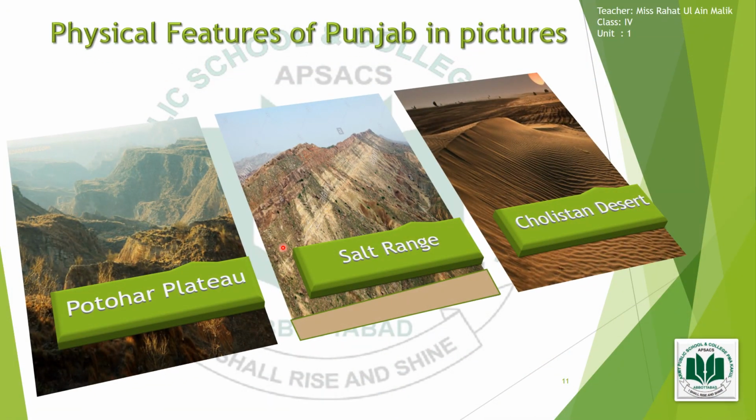Yes, now this is the picture story of Punjab. We had talked about Plateau, so this is Potohar Plateau. Just focus on the highlands. Then we had talked about the beautiful salt range. So this is salt range. Just look at it, how beautiful it is. And the desert, of course, very beautiful. It gives such a beautiful scene to behold. So this is Cholistan desert. This is Punjab in pictures.